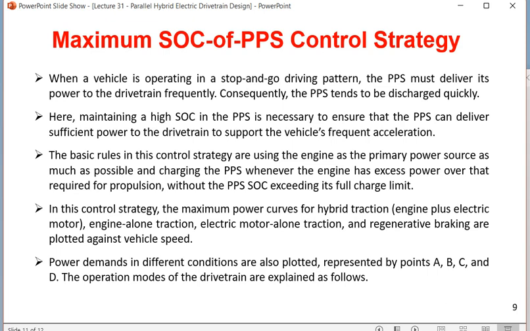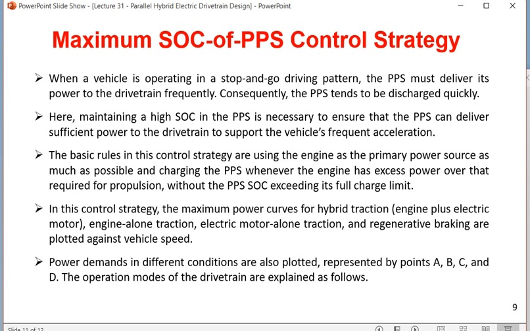So when a vehicle is operating in a stop and go driving pattern, that means within the city, the PPS must deliver its power to the drivetrain frequently. Consequently, the PPS tends to be discharged quickly, because it is easier to control the start and stop of a battery than an engine. So whenever the vehicle is operating in a stop and go kind of driving pattern inside the city, where frequent start and frequent stop are evident, it is better to use a battery, because switching on and switching off of the battery is much easier than switching on and switching off of an engine.